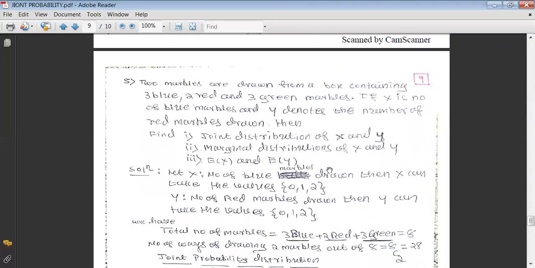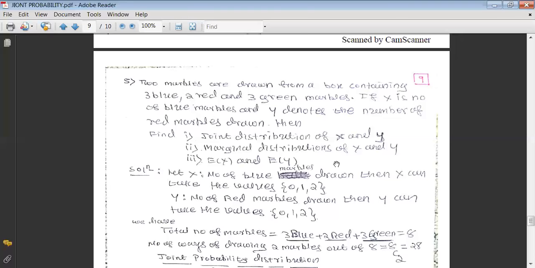One more go with the last problem, and here also the joint probability distribution is not given, and we have to construct it based on the given information. And the problem statement is like this: two marbles are drawn from a box containing 3 blue, 2 red, and 3 green marbles. If X denotes the number of blue marbles and Y denotes the number of red marbles drawn, then find the joint distribution of X and Y, the marginal distribution of X and Y, then expected value of X and expected value of Y.